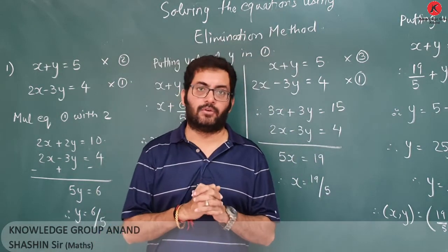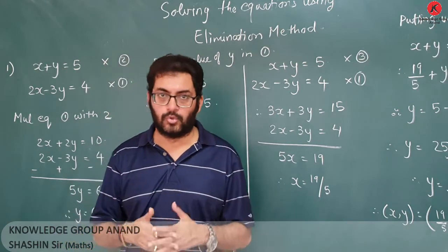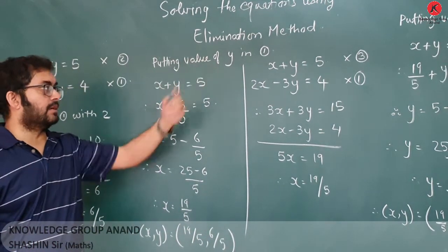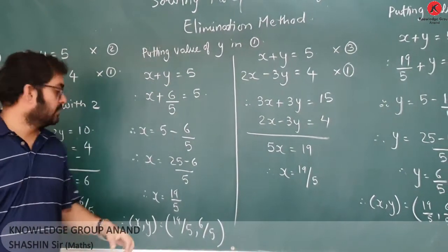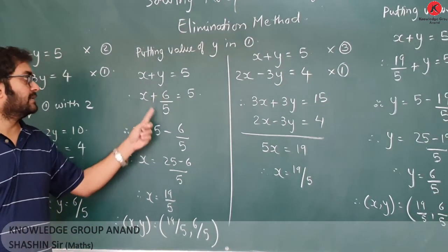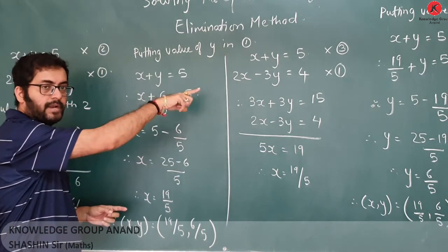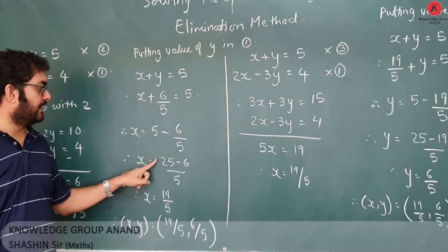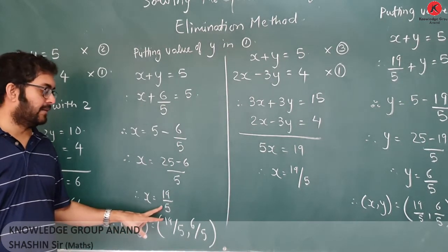Now after getting the value of y, I can put that value of y in equation 1 or equation 2 and get the value of x. Here I put the value of y in equation number 1. What was our equation number 1? x plus y is equal to 5. But the value of y is 6 upon 5. So x plus 6 upon 5 is equal to 5. So therefore x is equal to, I will take this 6 upon 5 on the right hand side. This is 5 minus 6 upon 5. So x is equal to 5 5s are 25 minus 6 upon 5, taking the LCM over here. So the value of x came 19 upon 5.